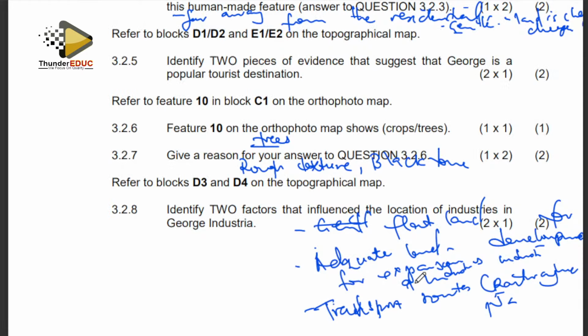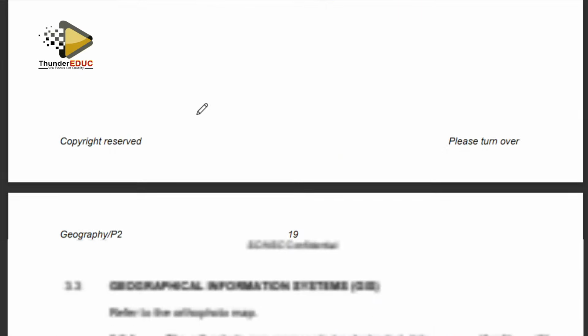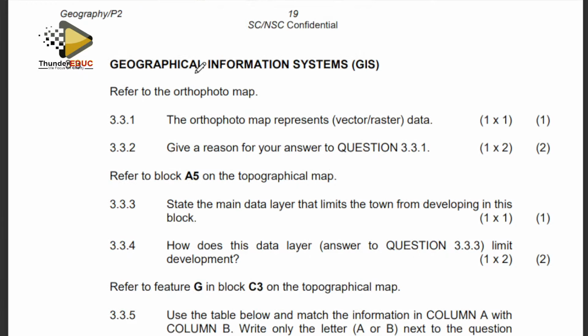So you can talk of cheap labor, or labor availability from the nearby population, nearby built-up area. So this labor is coming from the people because the area is built up. That means it's not only labor, it can also provide what? Market. All those are factors, but they want only two, so we cannot finish them. Let's go to the GIS.